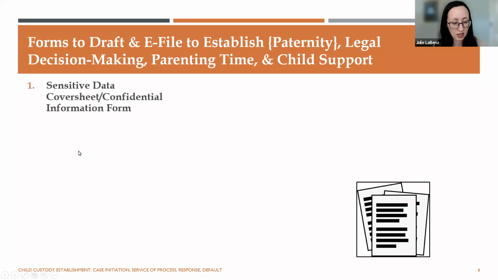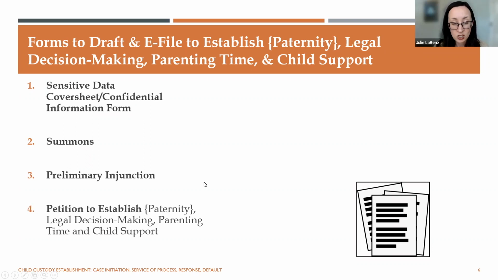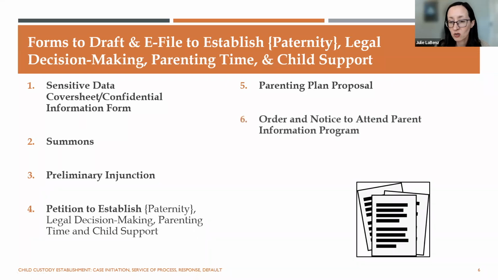What are the forms that you'll need to draft and e-file if you're requesting to establish paternity, legal decision-making, parenting time, and child support? First is the sensitive data cover sheet. It's also known as the confidential information form. Second is a summons. Third, the preliminary injunction. Fourth, your petition. Fifth, a parenting plan proposal. Sixth, the order and notice to attend the parent information program class. Seventh, a child support worksheet. All right, and we're going to go over these forms.